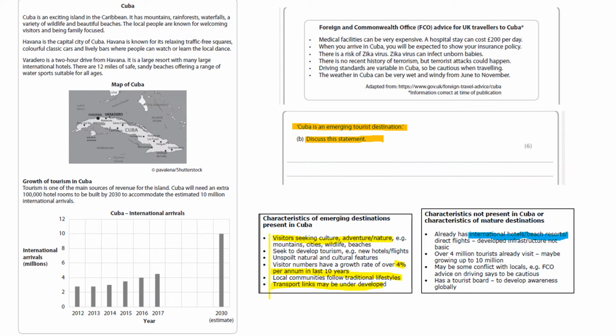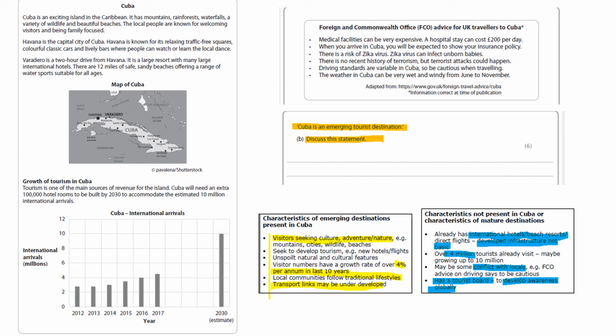Okay, yeah, the developed infrastructure is not basic. It's got 4 million tourists, not exactly off the beaten track. If you think about the number of people there, there might be some conflict with locals. Again, typical of a mature destination. It's got a tourist board. It's aiming to develop awareness globally. These are all things that, if you think about it, Blackpool or Spain would be trying to do. These are typical mature destinations.